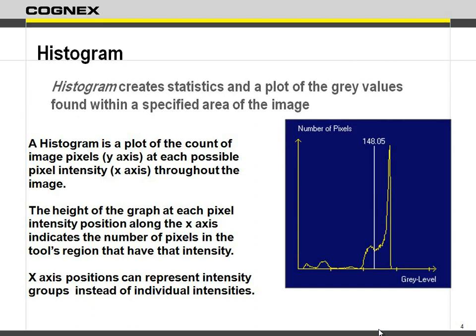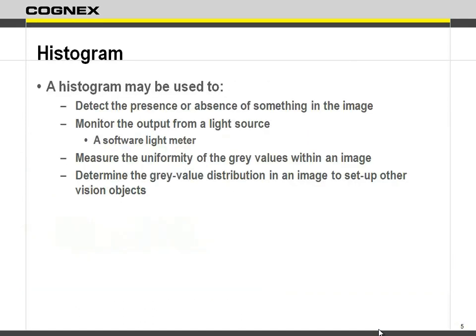So this is what a histogram might look like. All the way over here would be black pixels, and all the way over to here would be your white pixels. And it just shows along the graph what happens. So it's great to be used for presence or absence of something within the image. Also monitoring the light level.